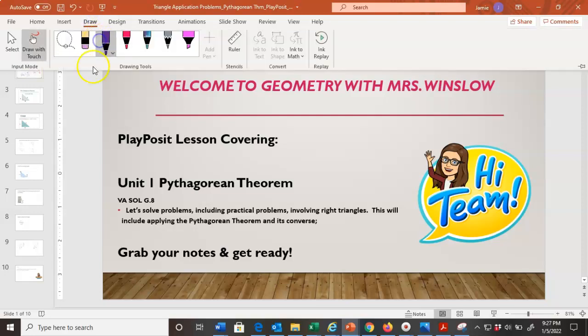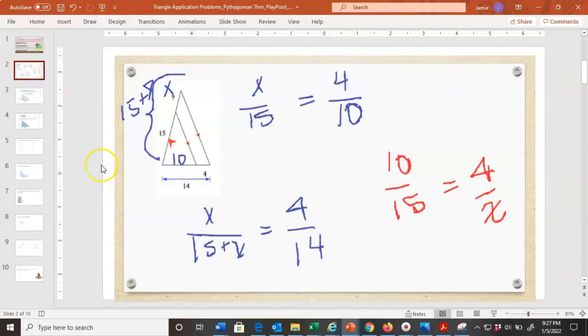One of the things that we were looking at in class was this problem. Now remember, when we have parallel lines here, a bunch of proportions are available, not just the traditional ones that you think of. And this is because of the triangle proportionality theorem. So we talked about how you can do part over part, x over 15 equals part over part, 4 over 10. That's one proportion we could set up.